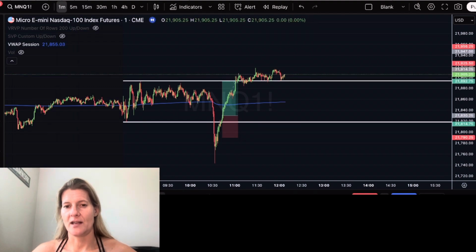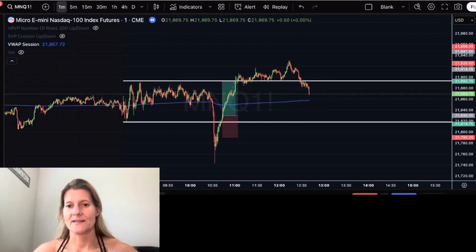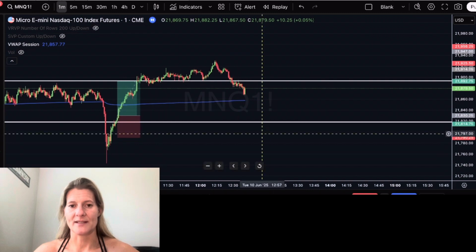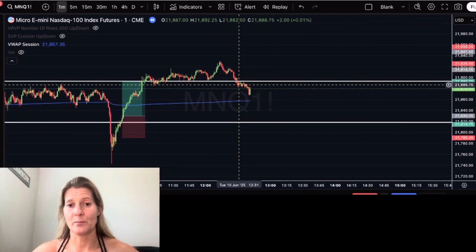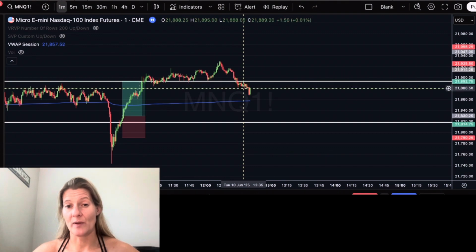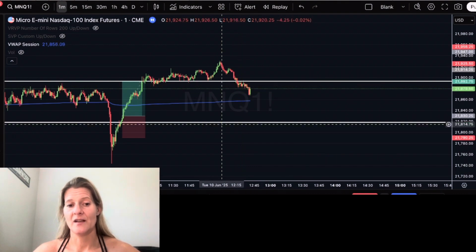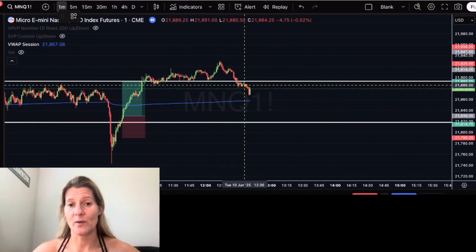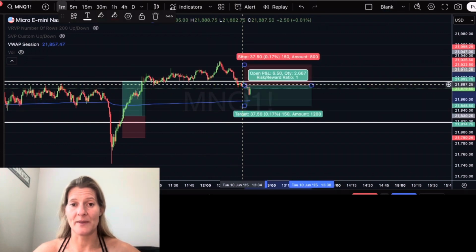Sellers are still kind of taking control. There we go. That's a little bit more. Still not any continuation to the upside, showing weakness. All right. So I couldn't stop it fast enough to show you my thought process here. But now that we're closing below the initial balance high and starting to chop around and reject that high, that for me would be a good short opportunity. So I would take a short in this choppy area.